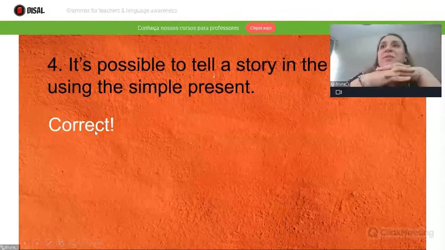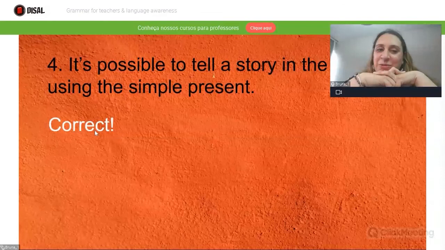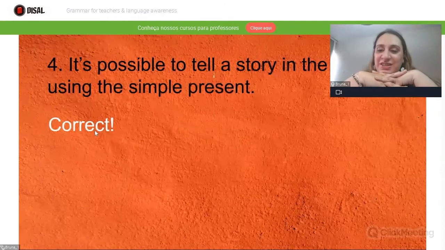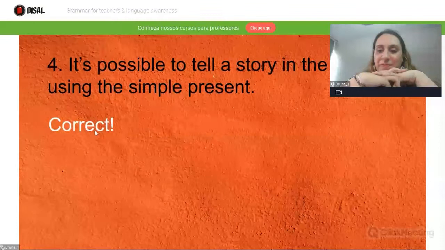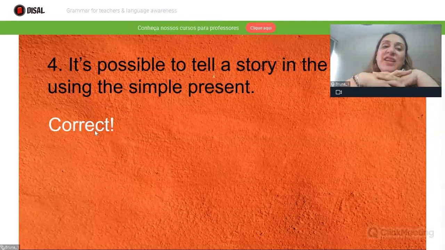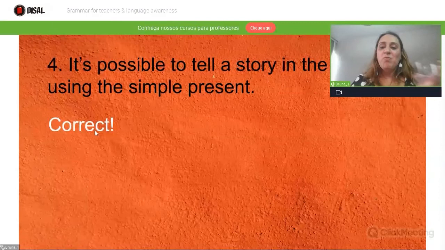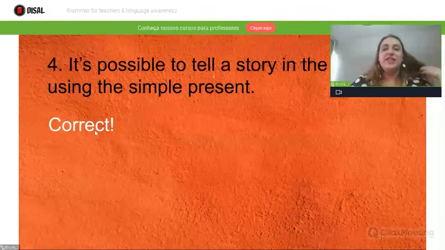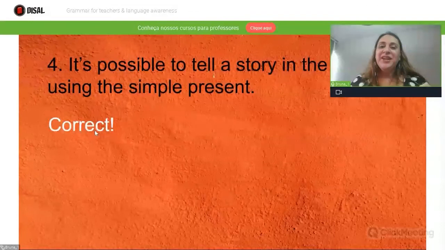So, is it possible to tell a story in the past using the simple present? It's correct. Why is this correct? Why would we tell a story that happened in the past using the simple present? Yes, why is it more vivid? Because it gets closer to the moment in which you're speaking. It is the historical present, yes, exactly. We do that in Portuguese as well. Yes, so this is the reason why we can tell this story using the simple present. It seems to be closer to us. Exactly, you bring the past to the present and then people will be more engaged.